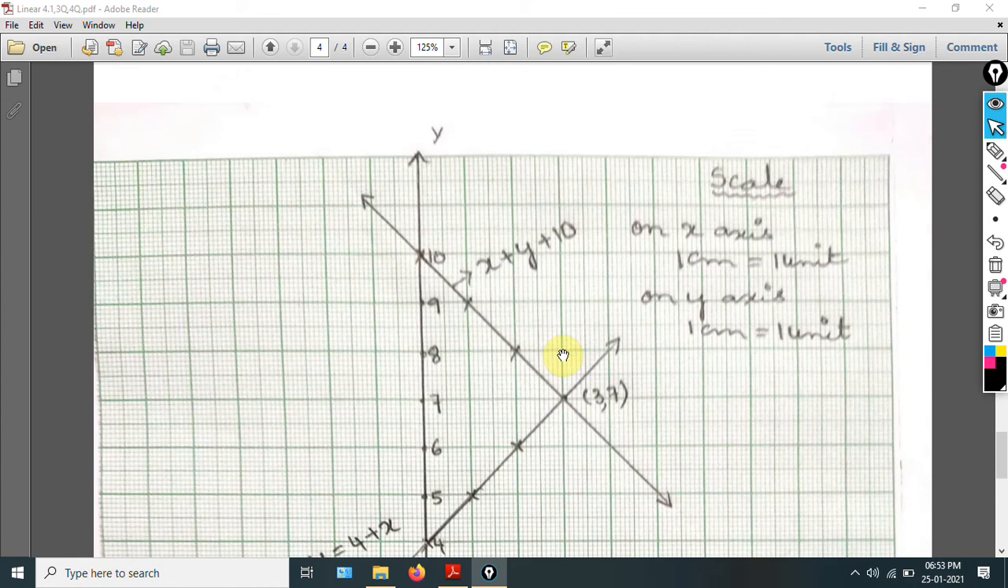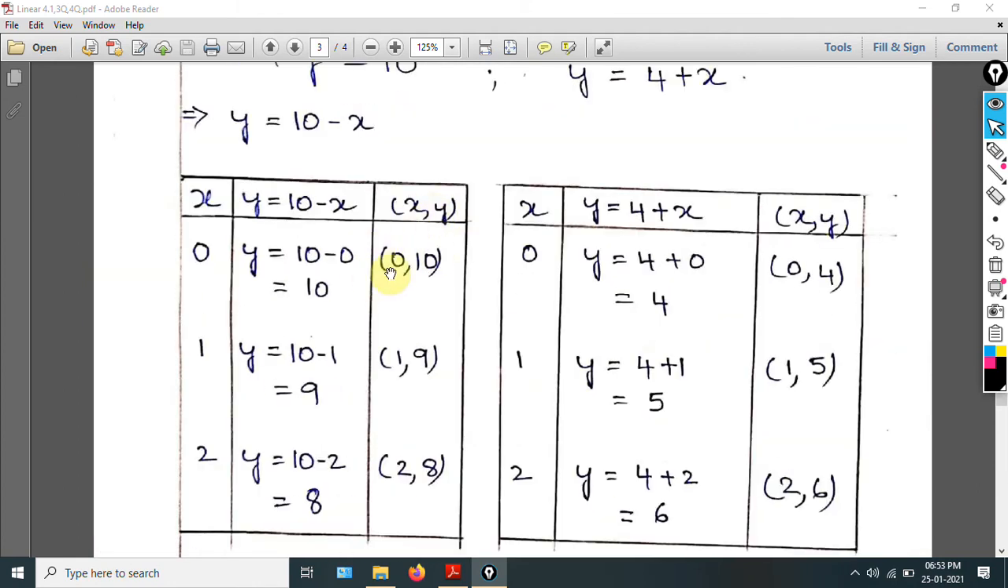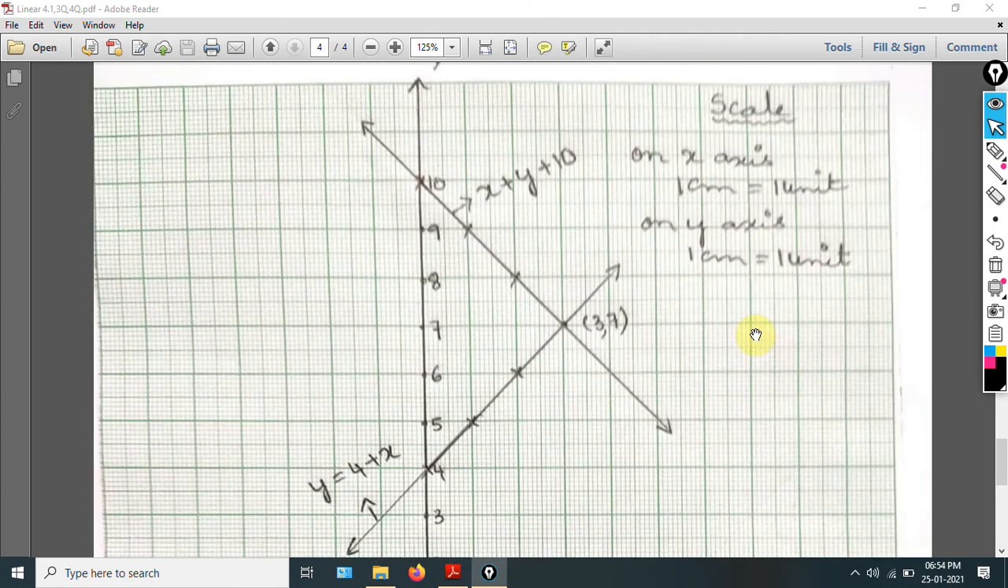Okay. So what we are taking? We should see first this table. In this table the x, y values are in between 0 to 10 only. This is also 0 to 10. This is also 1 to 9. 2 comma 8, it means all these values are in between 0 to 10. Here also if we see x and y value, 0 comma 4, 1 comma 5, 2 comma 6, so these values are also in between 0 to 10. So one value only we will increase. Okay. So on x-axis 1 centimeter equal to 1 unit we took. On y-axis 1 centimeter equal to 1 unit.